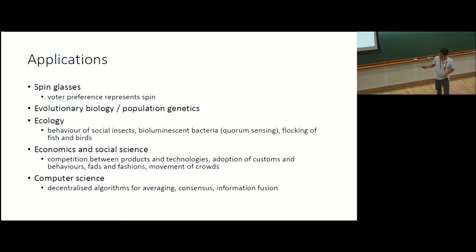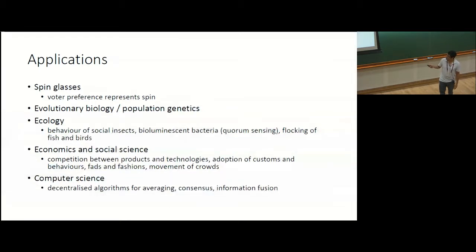And then economists and social scientists are interested in how we choose between different products, which ends up deciding which of these products is going to be successful. The decision may be a bit more complicated than the voter models we looked at, but they are maybe a starting point for thinking of these things.